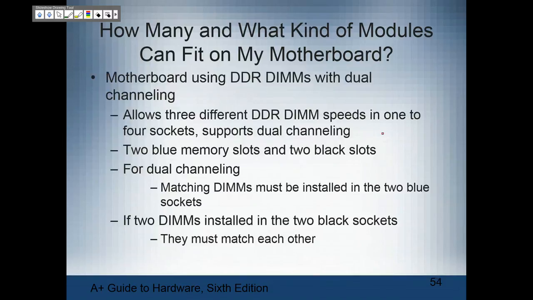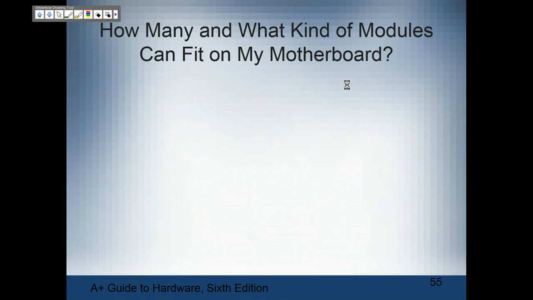I think some of this becomes repetitive here. Dual channeling allows 3 different DDR speeds in one of the 4 sockets. If you do channeling, the channels have to match up; they have to be the exact same memory. The other 2 can be different, but these should be the same everything, including the same manufacturer, for the dual channeling to work properly.